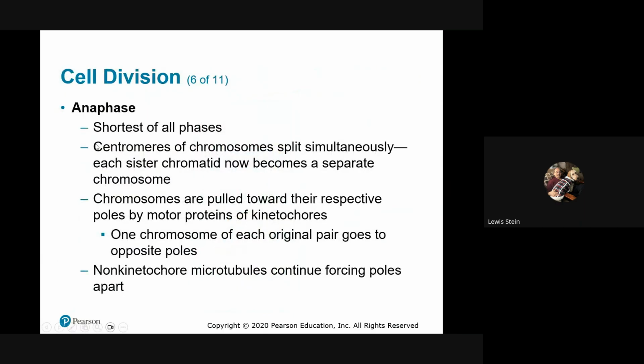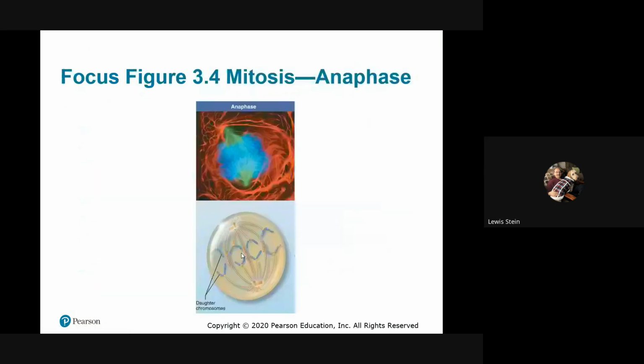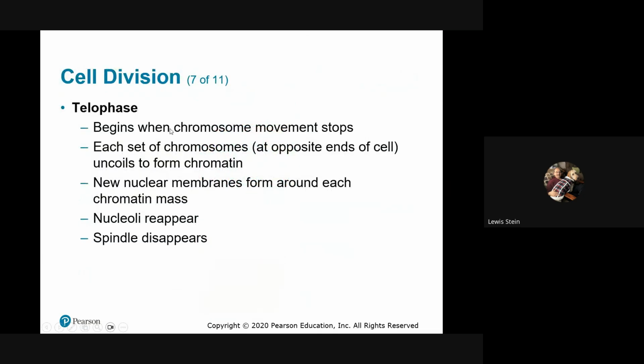Anaphase, shortest. They pull apart. As they pull apart, typically toward the end of them pulling apart and separating, the cell is going to start to divide. Cytokinesis is going to start. And it's going to start to lead into the reversal of those four events. So here it is, anaphase. And telophase, when they stop moving, everything starts to reverse.